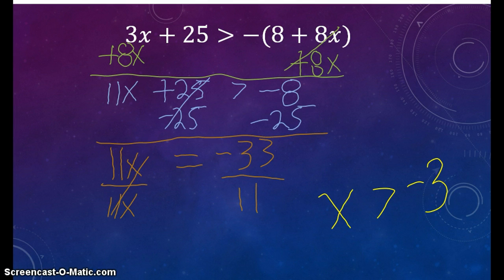Then I subtract 25 from 8 and get negative 33. Finally, I get 11x equals negative 33. I divide by 11 on both sides to get x is greater than negative 3.